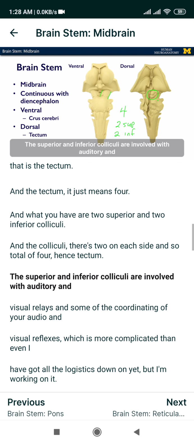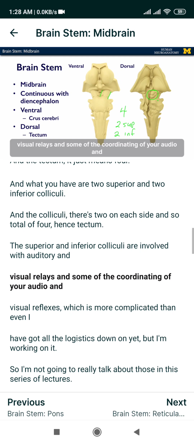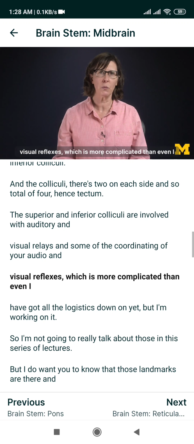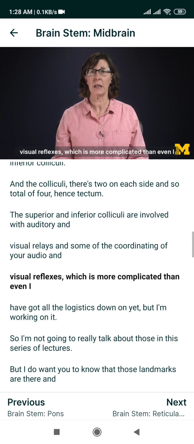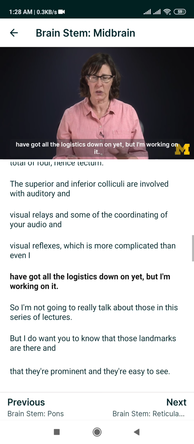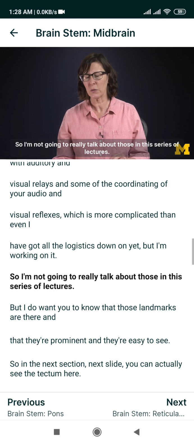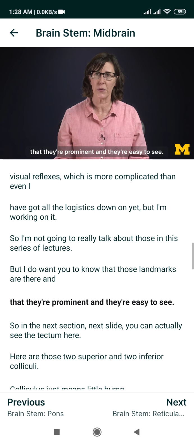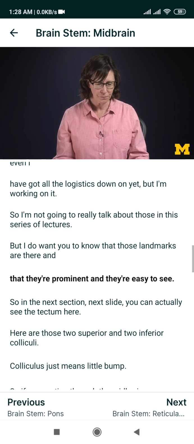The superior and inferior colliculi are involved with auditory and visual relays and some of the coordinating of your audio and visual reflexes, which is more complicated than even I have got all of the logistics down on yet, but I'm working on it. So I'm not going to really talk about those in this series of lectures, but I do want you to know that those landmarks are there and that they're prominent and they're easy to see.